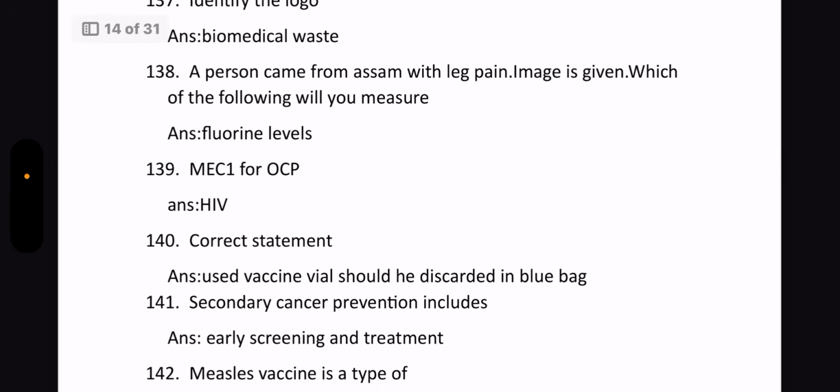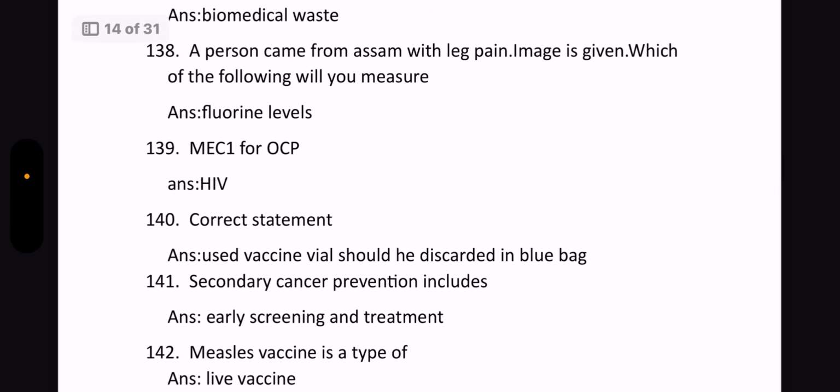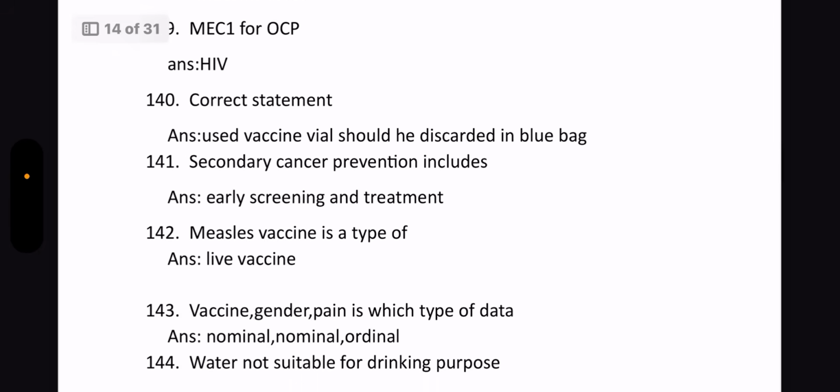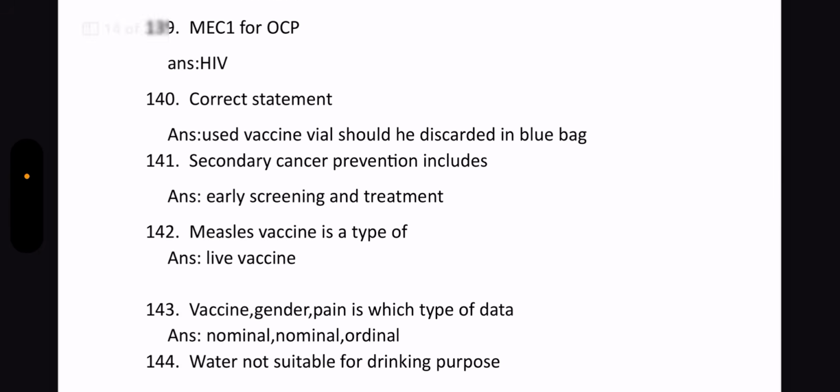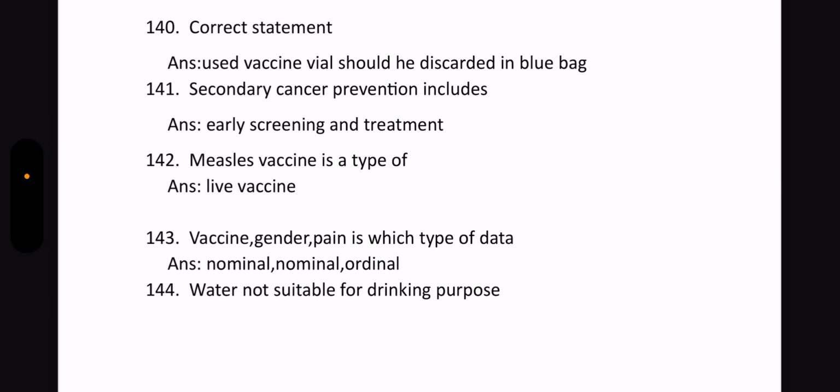Answer is biomedical waste. Next is a person came from Assam with leg pain. Image is given. Which of the following will you measure? Answer is fluoride levels. Next, MEC1 for OCP. Answer is HIV. Next, correct treatment used. Vaccine vials should be discarded in blue bag.